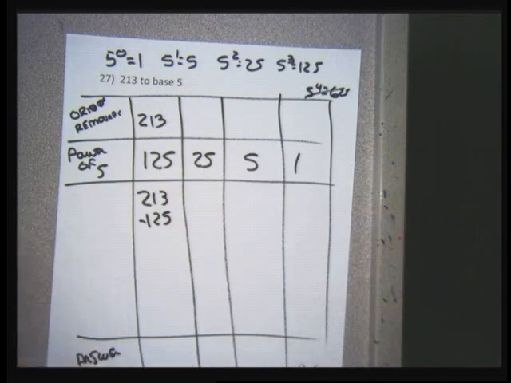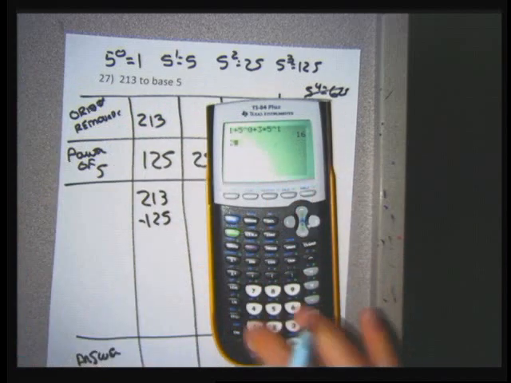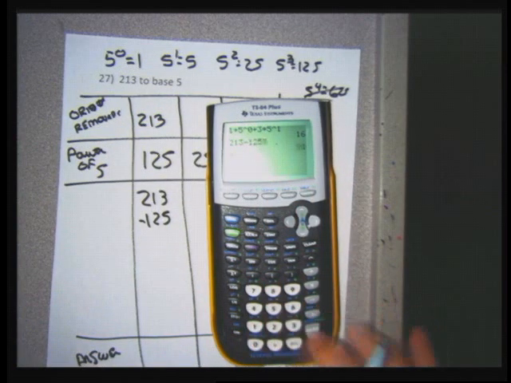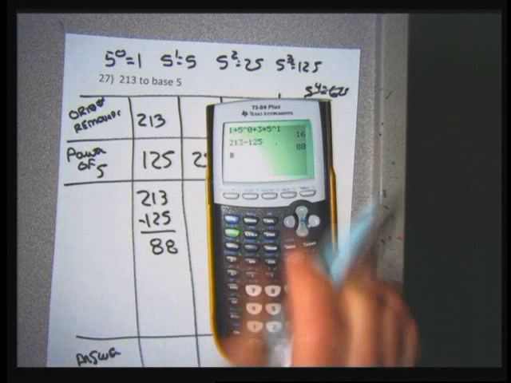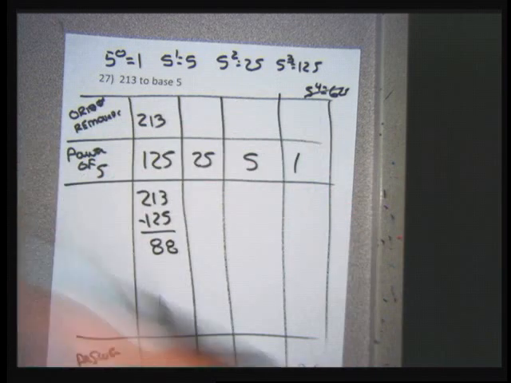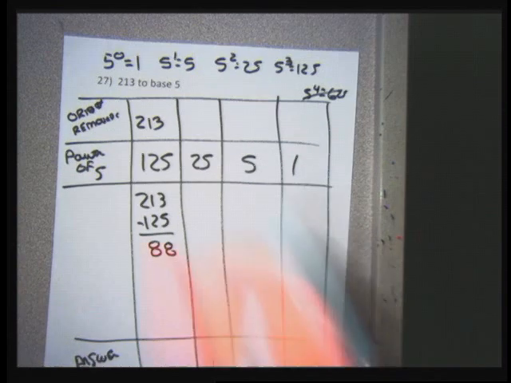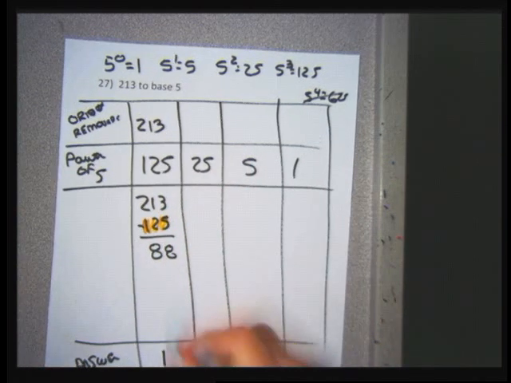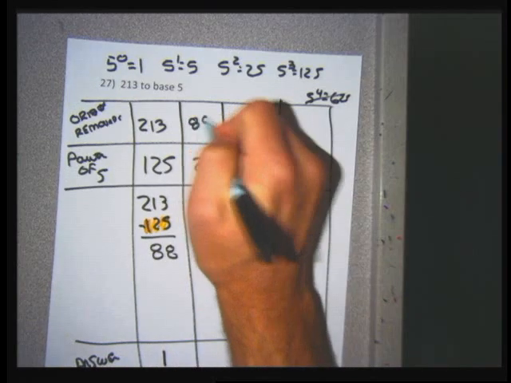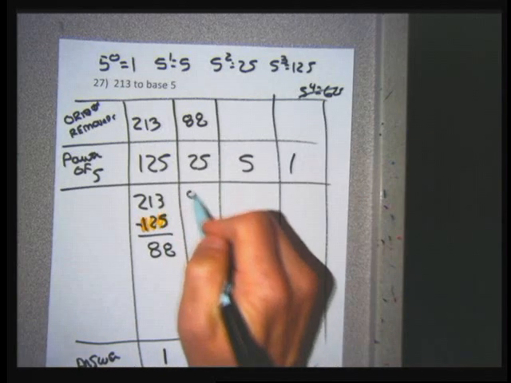213 minus 125 is going to be 88. It's less than 125. I'm done with that subtracting. And at the bottom of this column, I put a 1 for the 1 time that I could subtract, carry my remainder over to the top of the next column, and now I'm going to start subtracting.